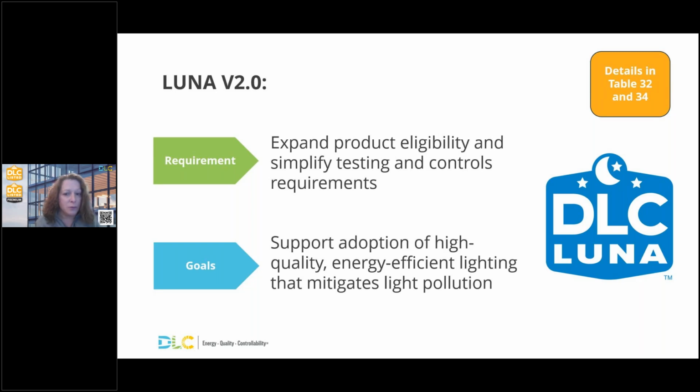And Luna version 2.0 no longer has its own controllability requirements. Instead, Luna qualified products must meet the version 6 standard or premium controllability requirements, whichever is applicable based on the desired classification from the manufacturer submitting products. Details about these new product types and testing requirements are in tables 32 and 34 of the draft and on pages 111 and 112. Next slide, please.